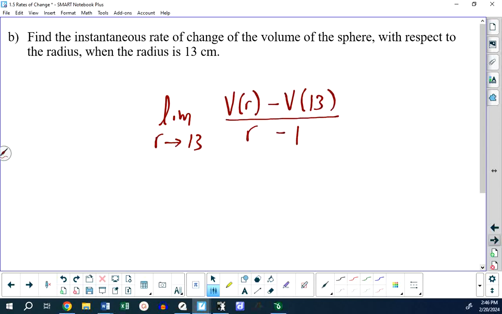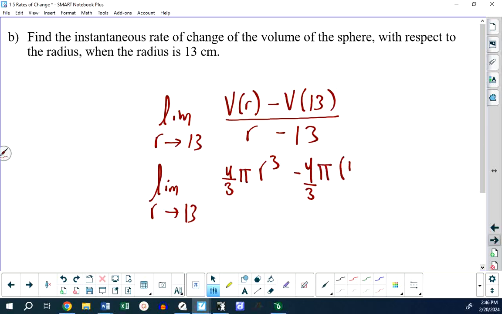I'm hoping that when you write this down and think about what you've written down, that makes sense. We're back to the x approaching a thing, except it's not x, it's r. It's not a, it's 13. So this will be the limit as r approaches 13 of 4/3 pi times r cubed minus 4/3 pi times 13 cubed.